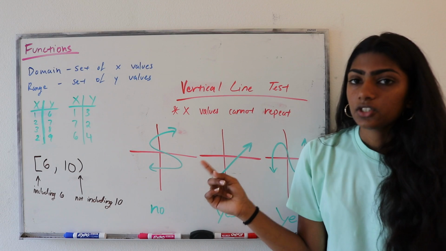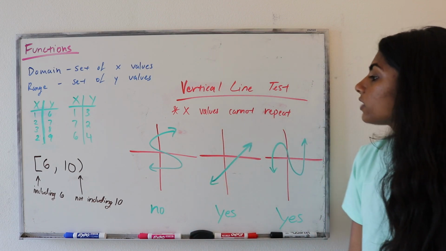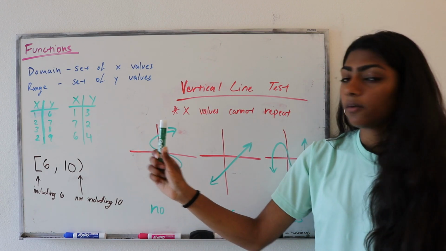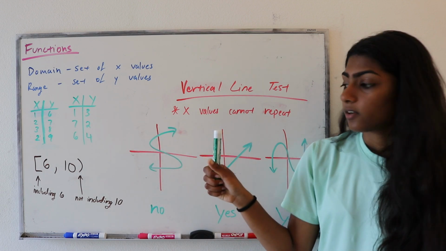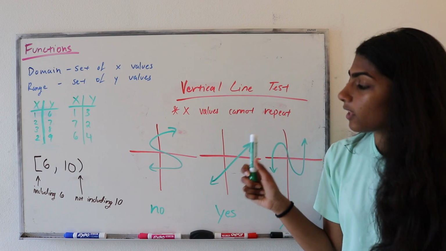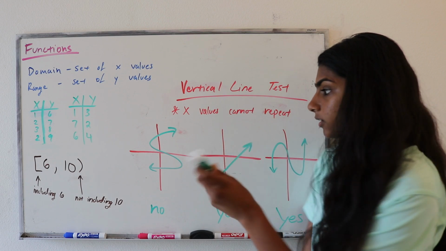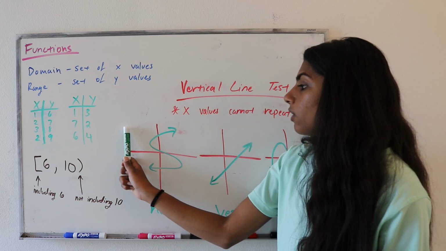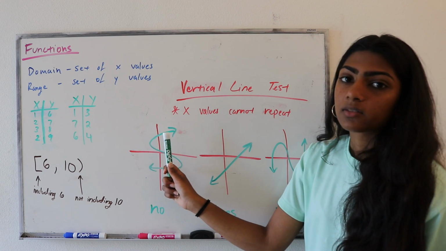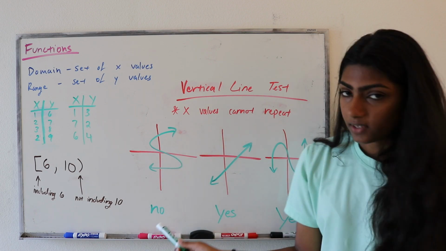Now you can check if a graph is a function by using the vertical line test. The important thing is that you can't have x values repeat. That means if there's any point when you use the vertical line test where you see two values for y on the same x, it is not a function. So what I'm going to do is use a marker. You can use a pencil or your finger if you want, and just go across the graph and see if there's any point where there's a single x but multiple y's. And as you can see, there are on this graph, which means that it's not a function.